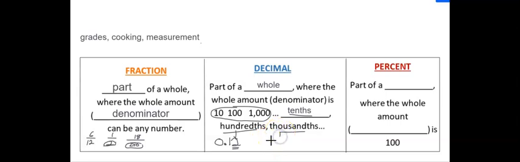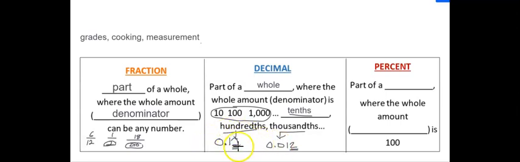And then if we had 0.012, you would read that as 12 thousandths. So you can hear how much is in the whole by the last digit's place value. This would be 12 out of 1,000. This would be 12 out of 100.